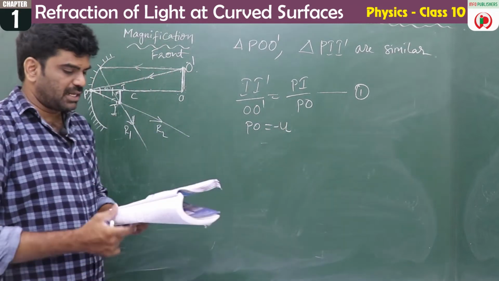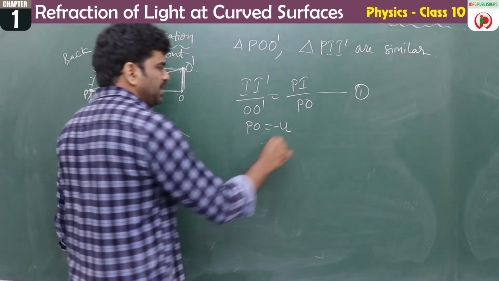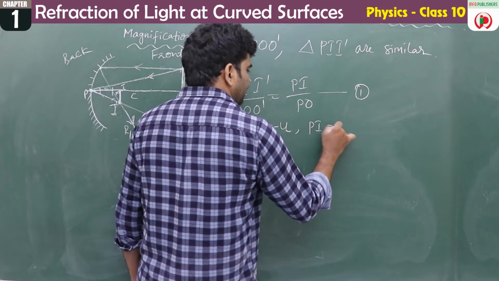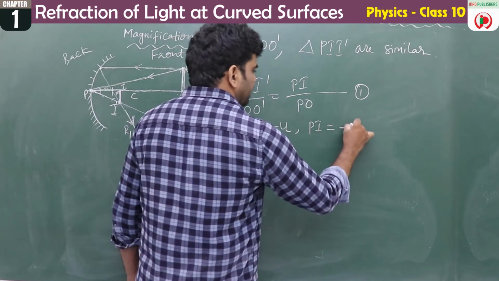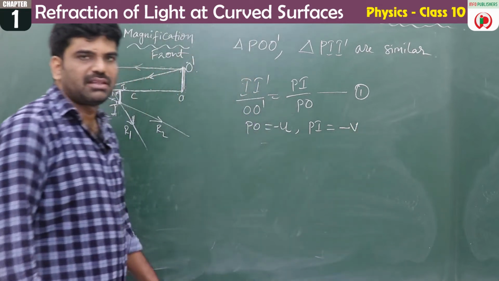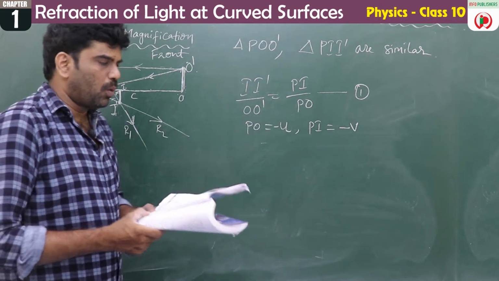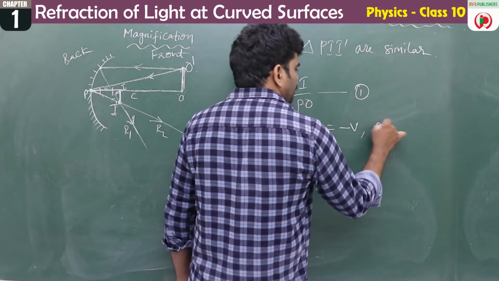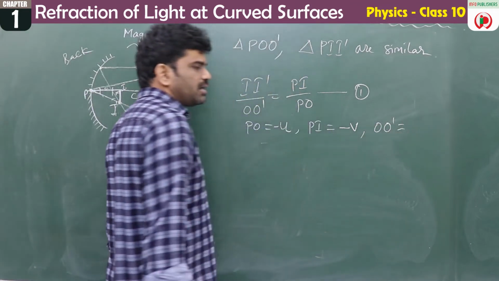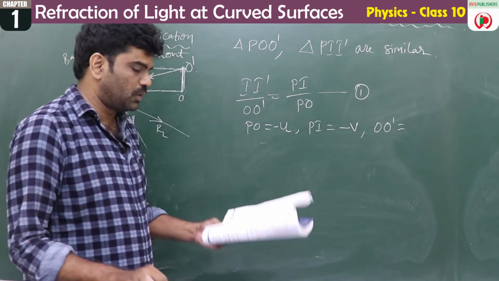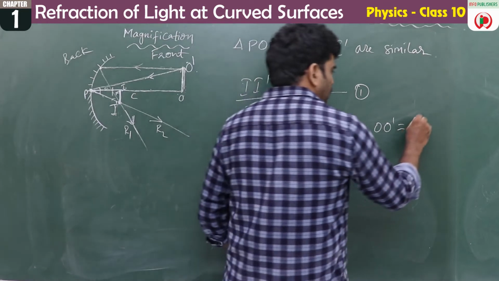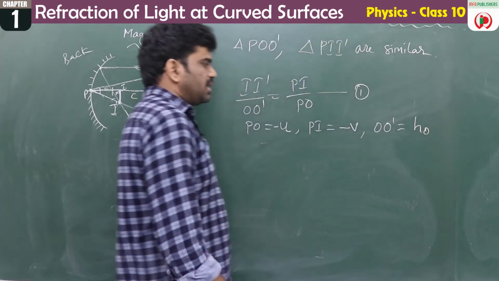And PI is the image distance for the concave mirror, in front only, that is also taken as negative, so that is minus V. O dash is the height of the object. The height of the object in any case of the mirror you have to take as positive. So that is HO.